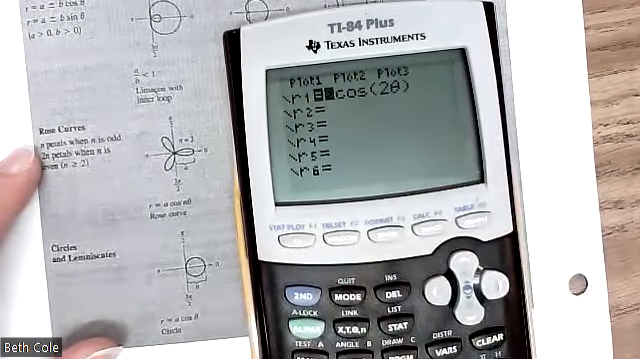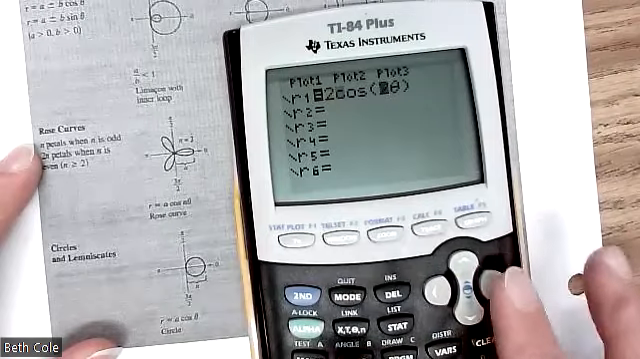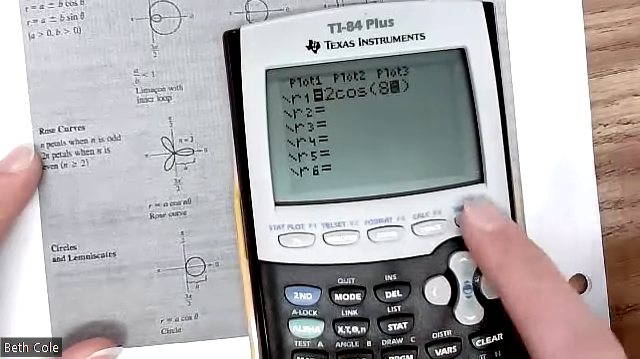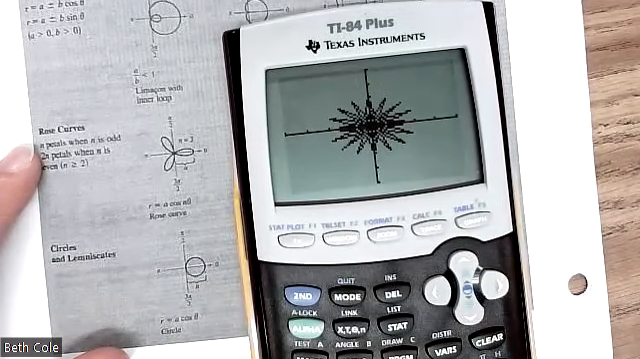How could I make there be 16 petals? You would make this 8. Oh, my gosh. Isn't that cool? Looks like a snowflake almost.